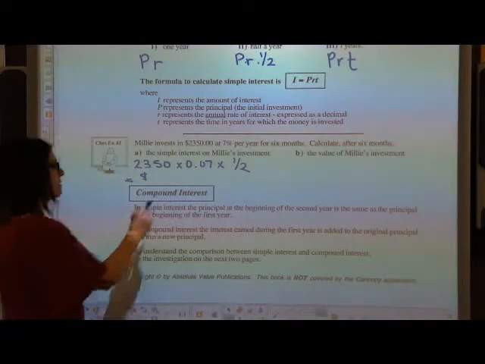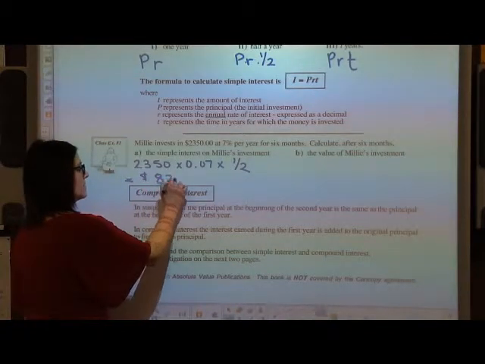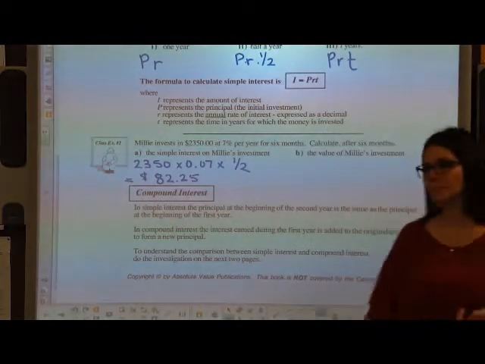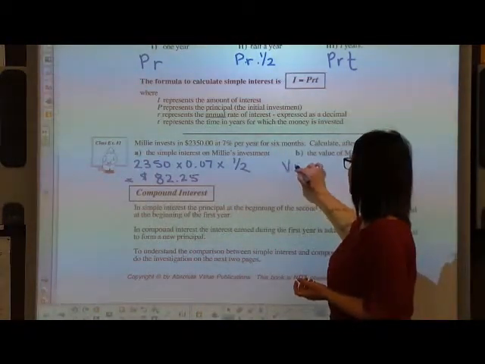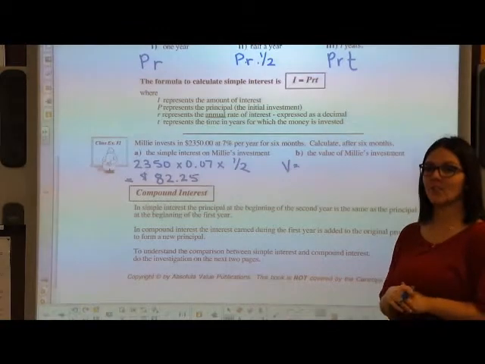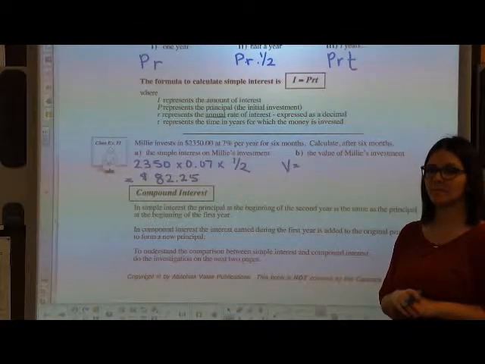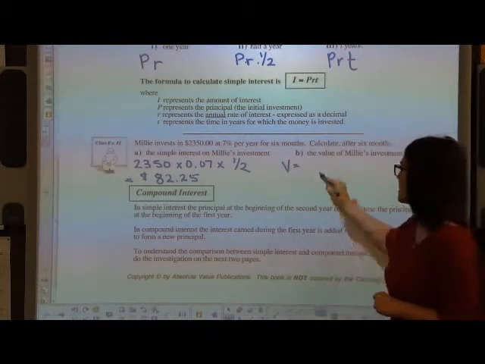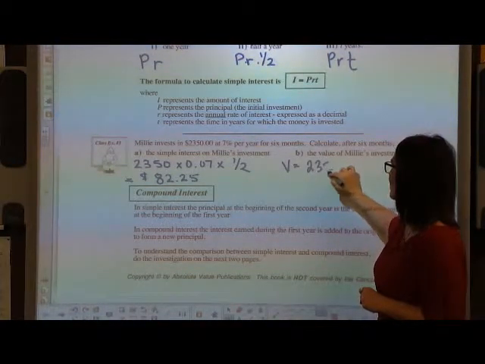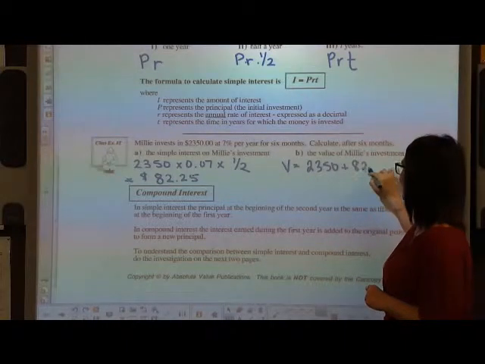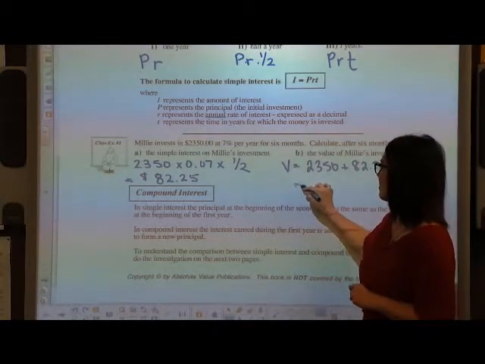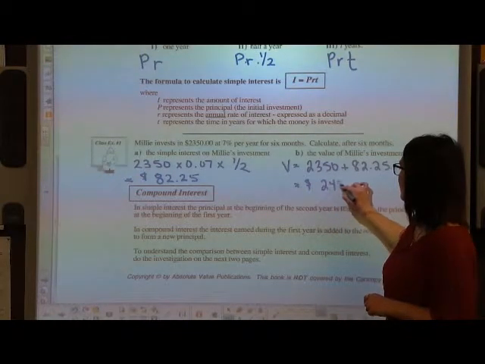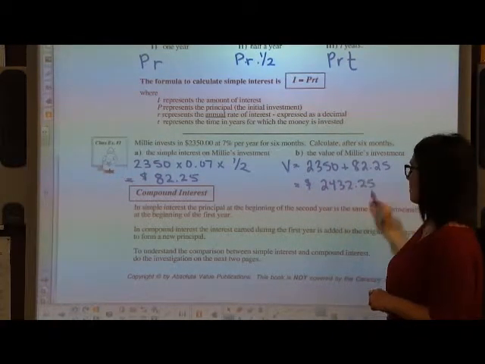What did you get, Addison? $82.25. Good. So then what's the value of Millie's investment? In other words, how much money does she have altogether? So what are you calculating, Jessica? I just added the $82.25 to the original investment. And what did you get? $2,432.25. Okay.